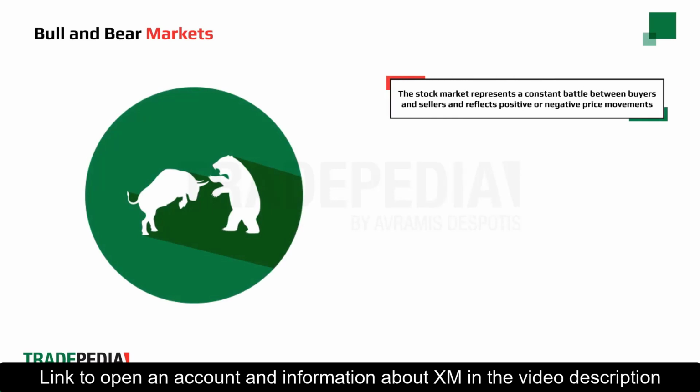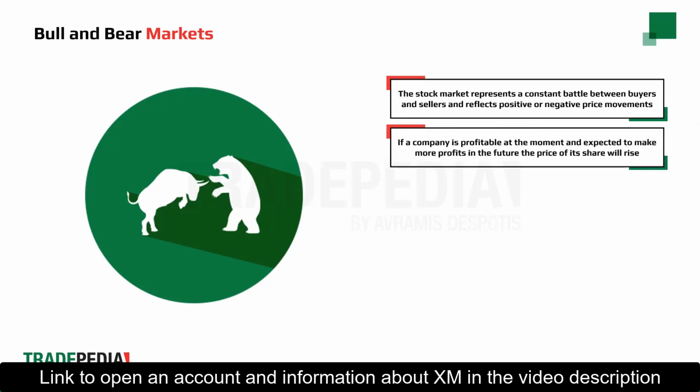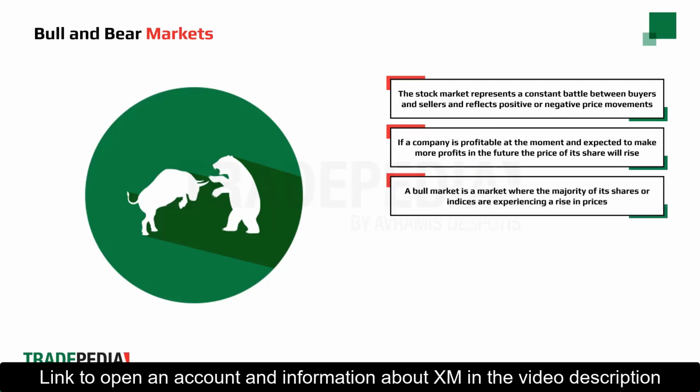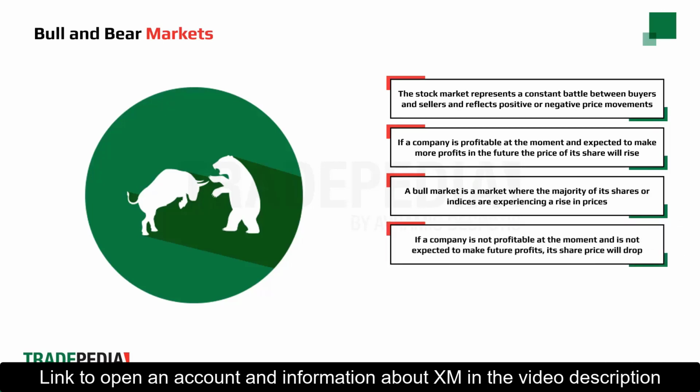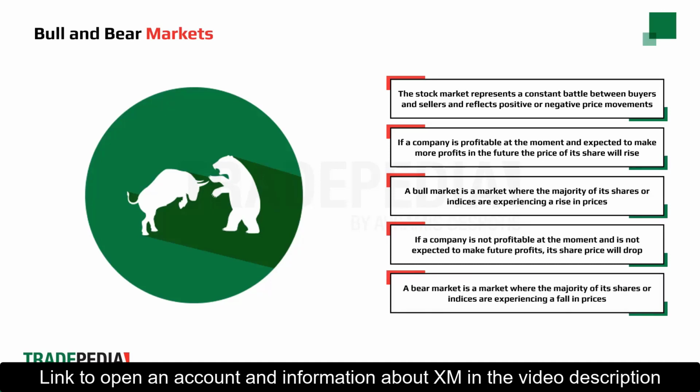The stock market represents a constant battle between buyers and sellers and reflects positive or negative price movements. If a company is profitable at the moment and expected to make more profits in the future, the price of its share will rise. A bull market is a market where the majority of its shares or indices are experiencing a rise in prices. If a company is not profitable at the moment and is not expected to make future profits, its share price will drop. A bear market is a market where the majority of its shares or indices are experiencing a fall in prices.